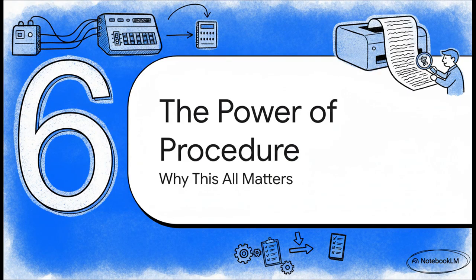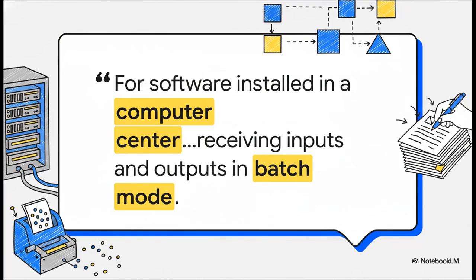Okay, so let's zoom out. We've seen the incredible detail, the rigid structure. Why go to all this trouble? Why does any of this matter so much? This quote from the standard itself really grounds us in what we're talking about. These are massive, centralized, high-stakes systems. They could be managing military logistics or payroll for tens of thousands of people or other critical infrastructure. You just can't afford to have mistakes.